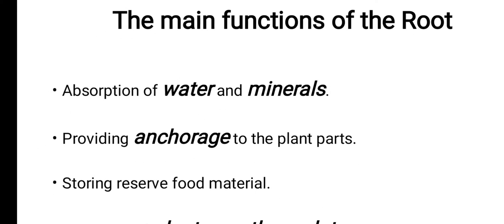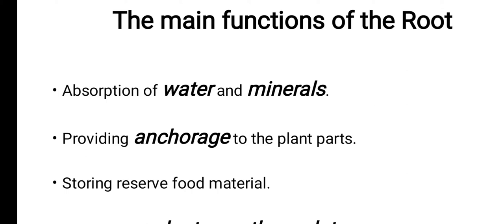Now we are going to see the main functions of the root. The first one is absorption of water and minerals. As we all know, the roots suck water and minerals from the soil. Second one, providing anchorage to the plant parts. The roots give full support to other plant parts, the stem, the leaves, the buds, the flowers, and other things. The third one is that roots store reserve food material.